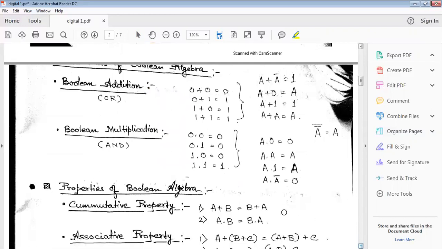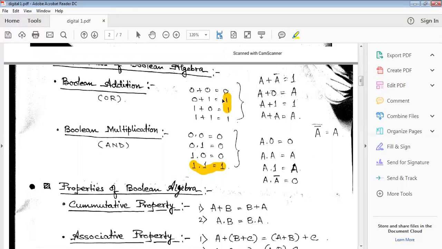I've already told about the OR operation. At least one input is 1, output will be 1. All the inputs 0, output will be 0. I've also taught about the AND, all input 1, output will be 1, otherwise it will be 0, at least one 0, output will be 0. Now, from this, we can conclude A plus A bar, that is 1 plus 0 or 0 plus 1. What is that output? Is always 1. So A plus A bar will be 1.